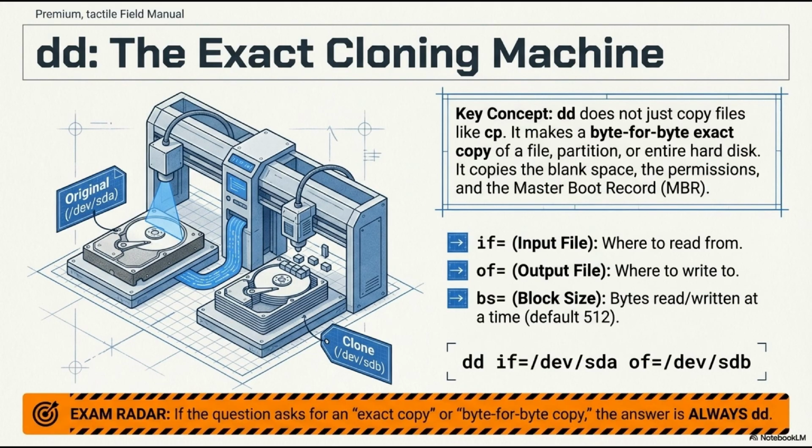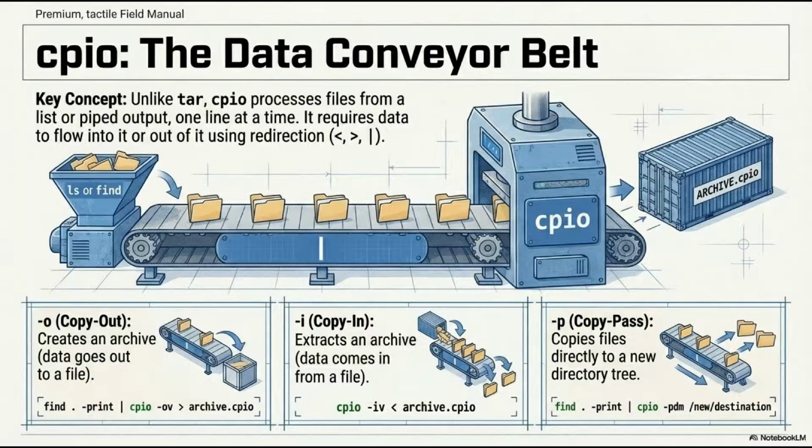And the syntax is totally alien compared to normal Linux commands. Like we have if equals, which stands for input file, where to read from. Right. We have OF equals for output file, where to write to. And BS equals for block size, defaulting to 512 bytes. The golden rule here for the exams: if a scenario ever asks for an exact copy, a byte-for-byte copy, or cloning a partition for forensic evidence, the answer is always DD. Period.